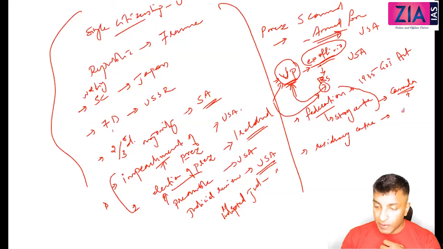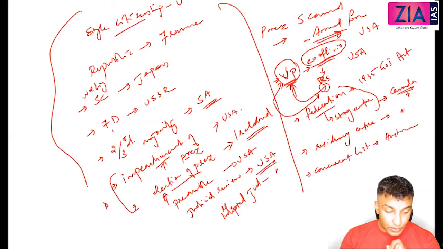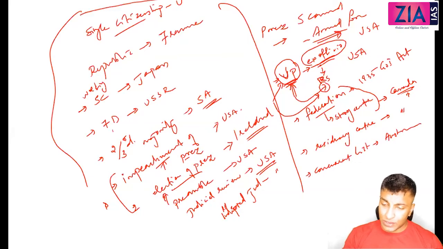Canada. Okay, residuary power from the center with the center, that is also Canada. What about concurrent list? Concurrent list, Australia.